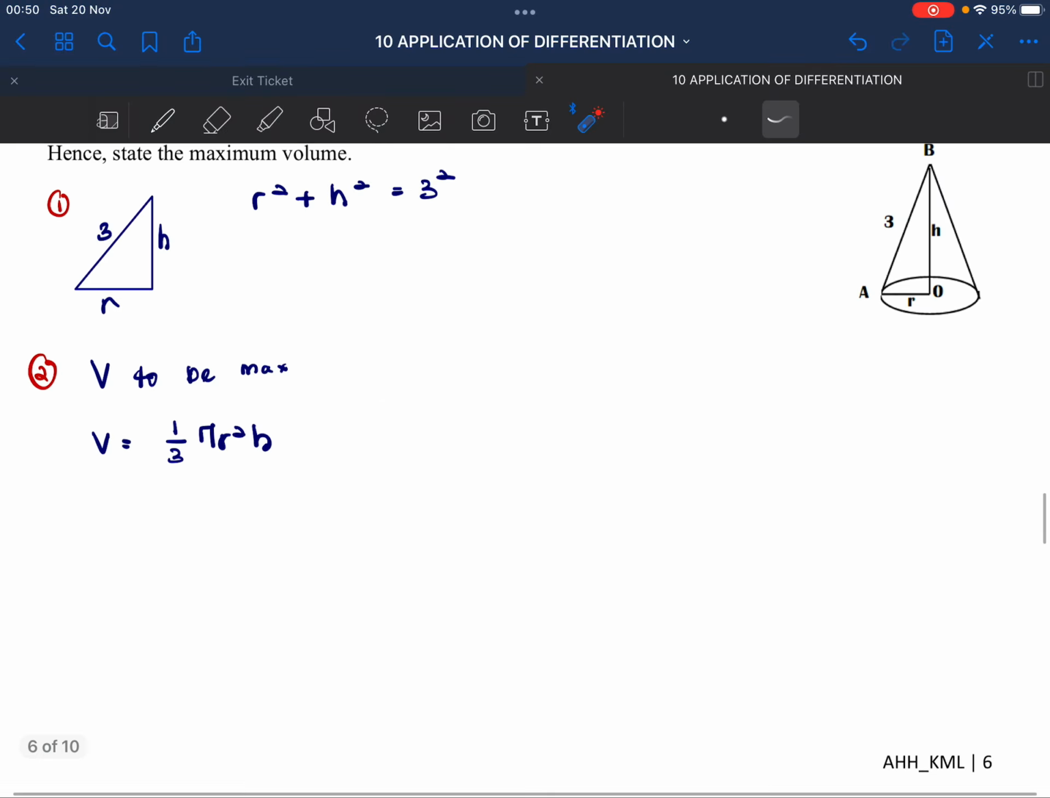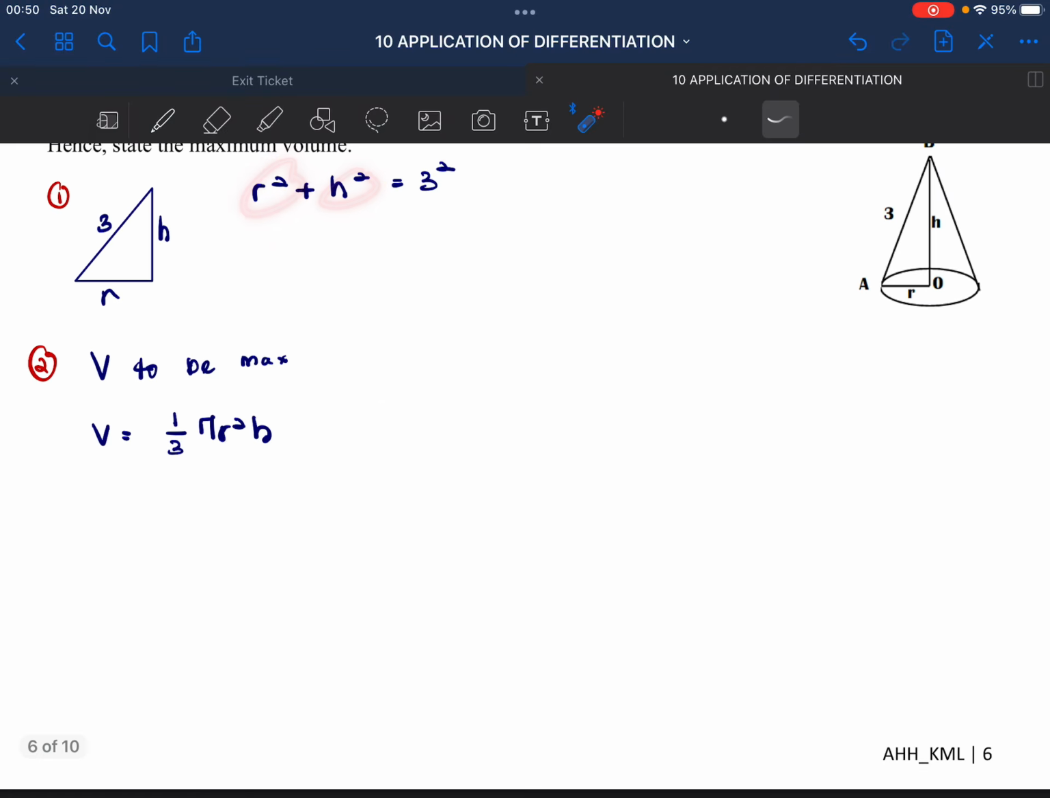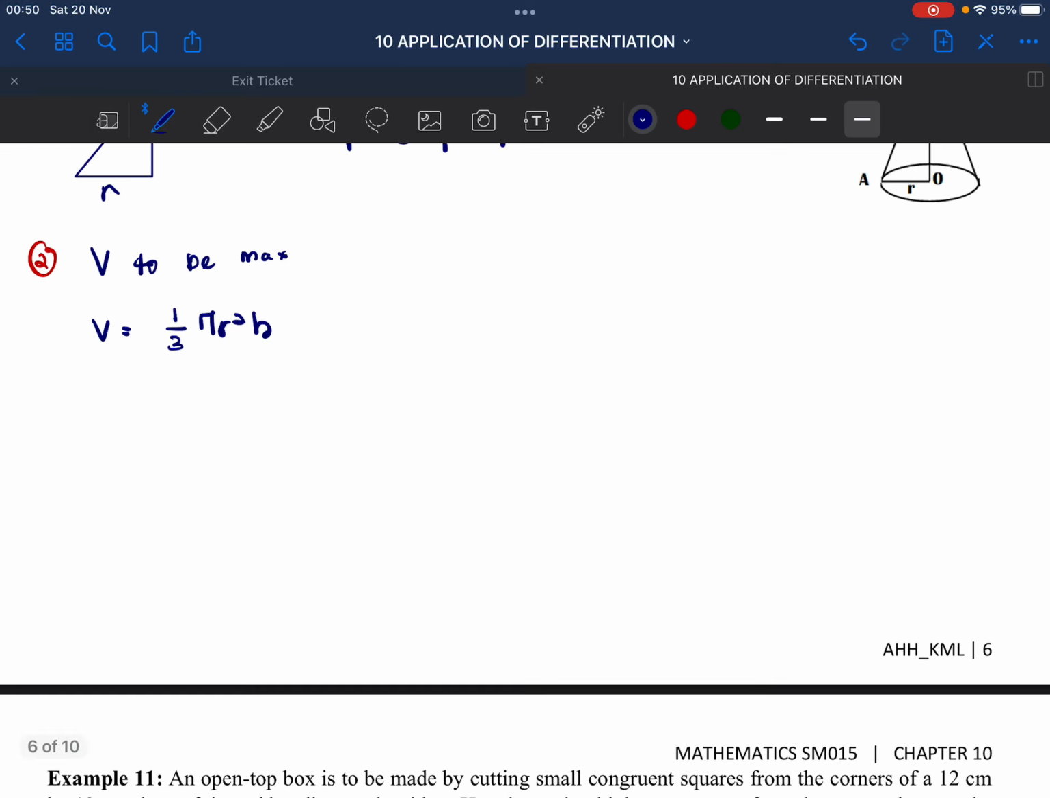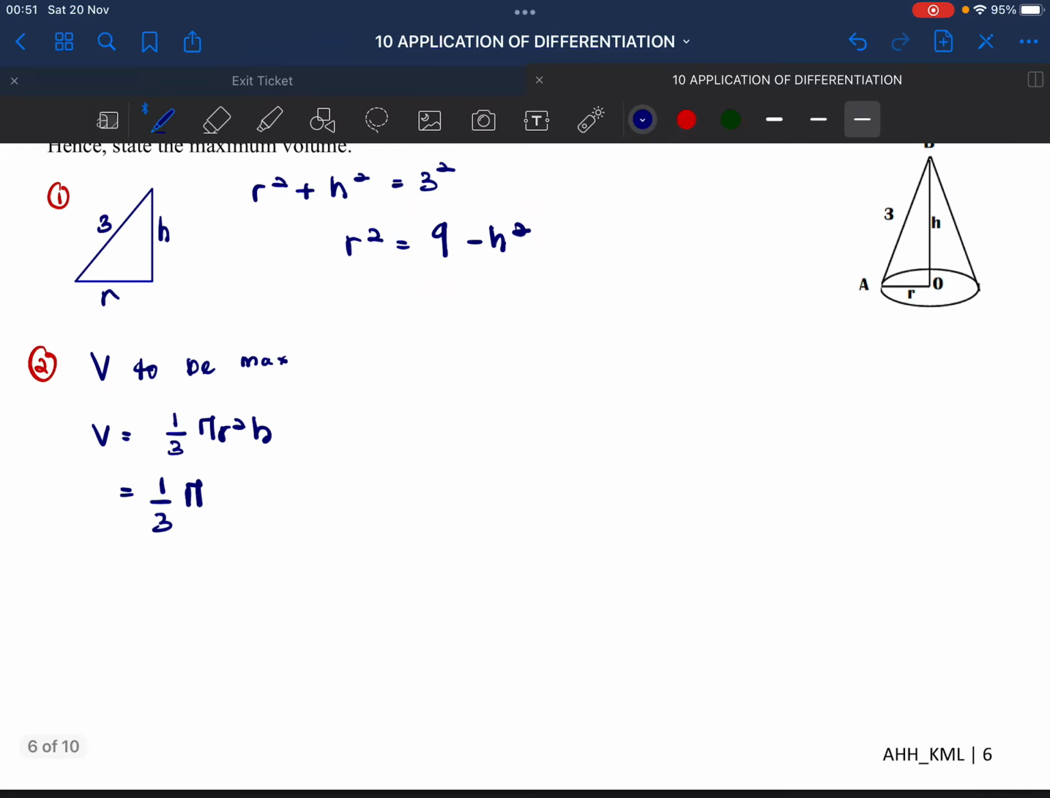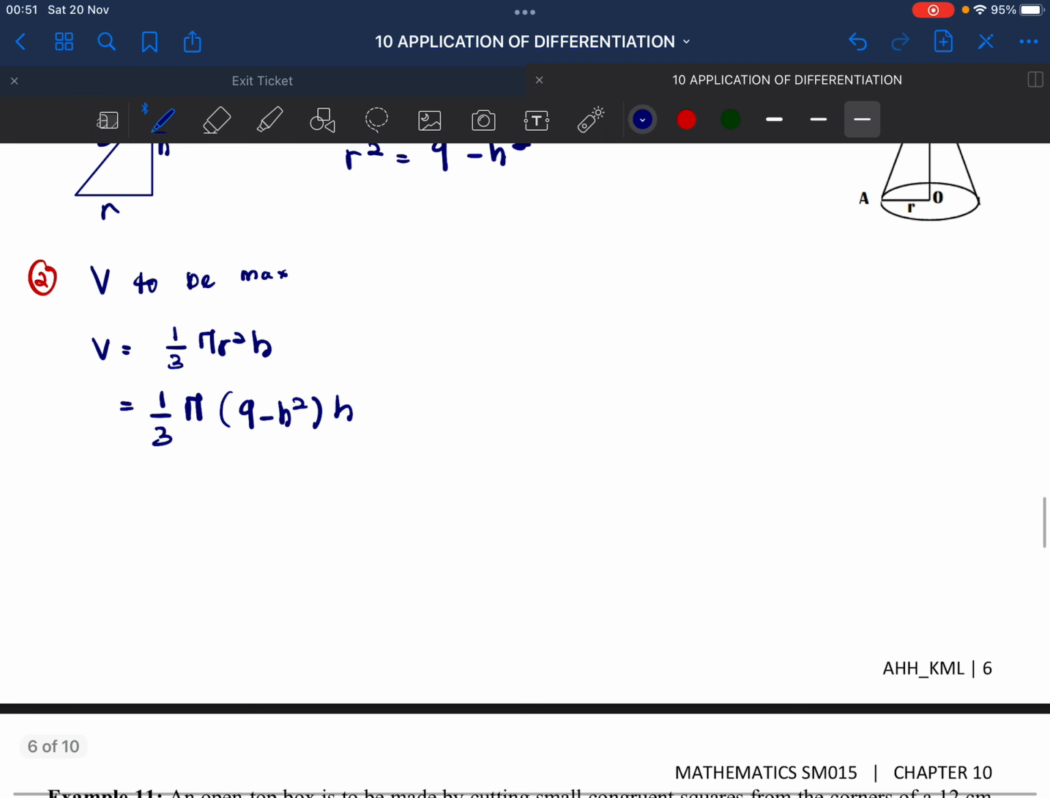You can make r or h the subject, it doesn't matter. But make sure to choose the easier one. If we choose h, you will get a square root, so it's difficult. So just make r the subject. So r square is 9 minus h square, and then we can substitute into here, 1 over 3 pi. This is already r square, so you don't have to square it again. 9 minus h square, times h. Now we can simplify.